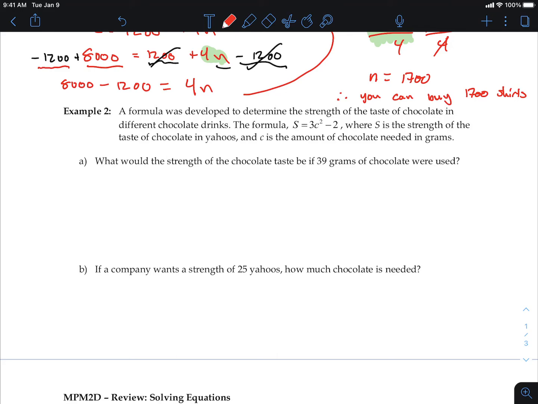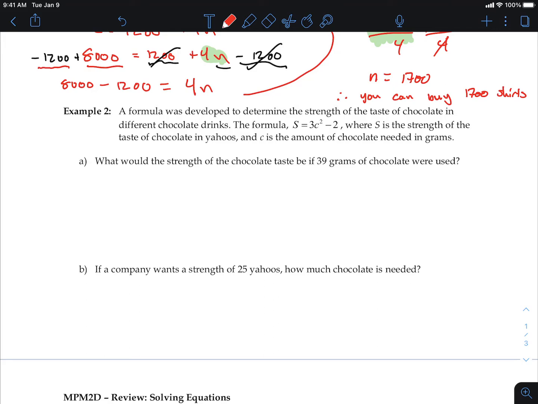So a formula was developed to determine the strength of the taste of chocolate in different chocolate drinks, okay? So the formula, S is strength, is equal to 3c squared minus 2, where S is the strength, the taste of chocolate in Yahoos. They're just making up a random unit, I think, unless a Yahoo is an actual thing, I don't know. And C is the amount of chocolate needed in grams. Okay. What would the strength of chocolate taste be if 39 grams of chocolate were used? What's that? A high number. We could figure out exactly what the high number might be.